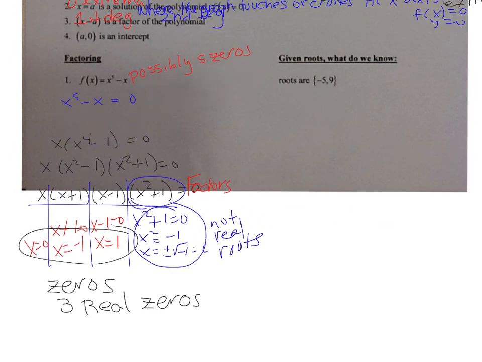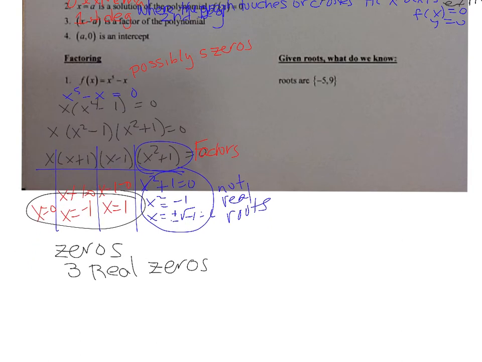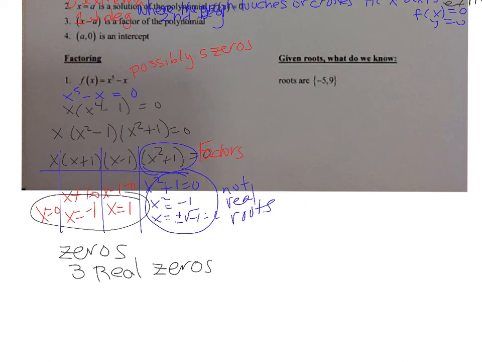What else? One of the other things that I know is, besides that I have 3 real zeros, and these are my zeros, right? These are my factors. These are my solutions. I also know my intercepts. My x-intercepts are 0, 0, negative 1, 0, and 1, 0.